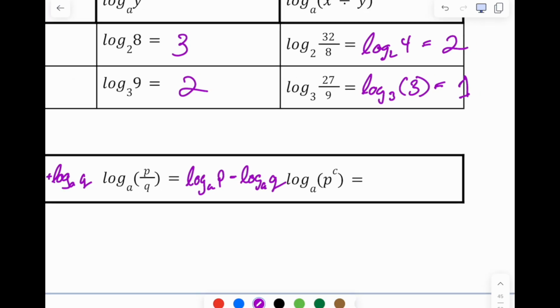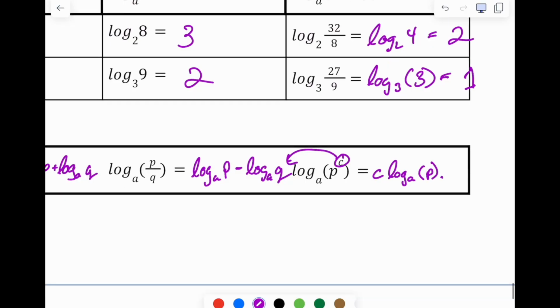We think of it as a power law. So this one is actually really kind of funky, and it's a hint to how we get rid of an exponent. Because we take a log of something, and then if the exponent C is there, the property is that this is going to be the same thing as C times the log base A of P.